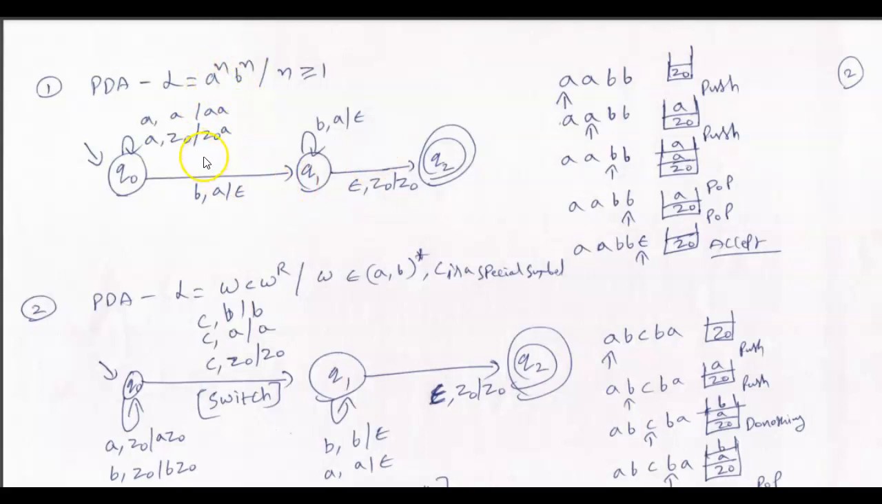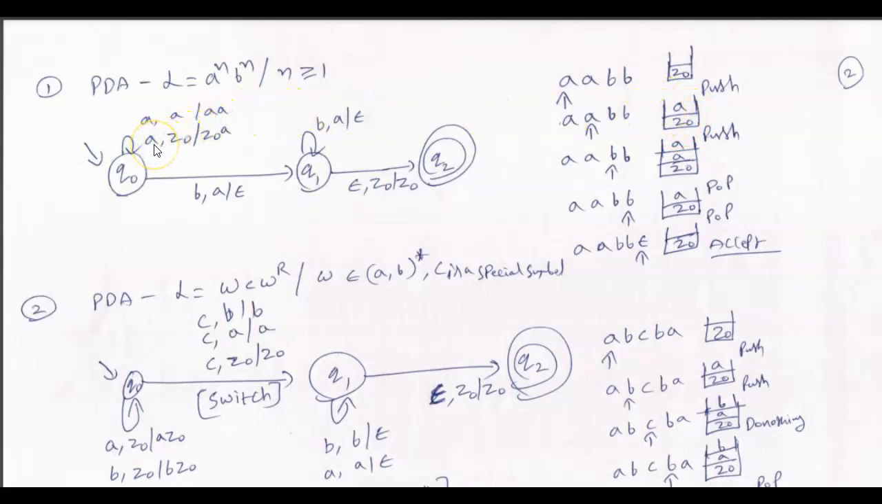For this one, what we are doing is changing the state whenever we have the first occurrence of b. You got my point? Initially we are dealing with q naught for the entire a's that we pass through. Here a is the input symbol, z naught is the top of the stack symbol, and it should be a z naught, and that means the top of the stack is a.